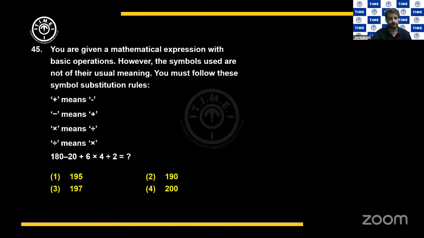Next one. Right. This we can do easily. Plus means minus, minus means plus, into means divided by, divided by means into. Now, 180 minus, minus means plus 20. Plus means minus 6. Into means divided by 4. And divided by means into 2. Okay. Now, what is this equation?